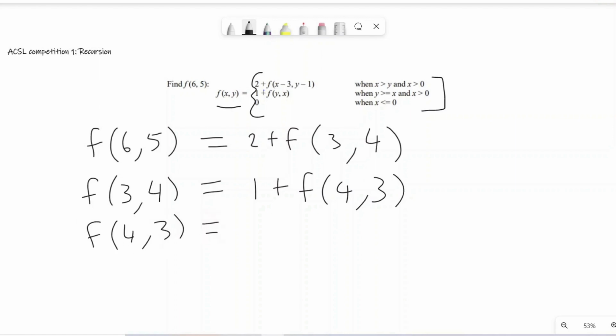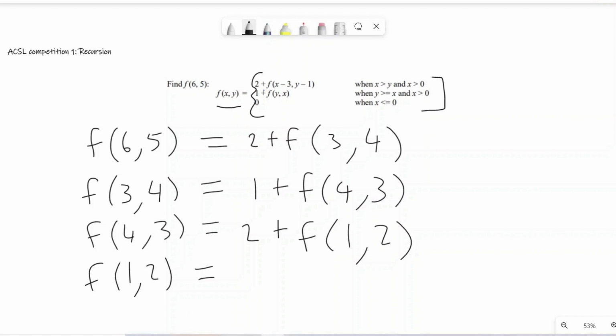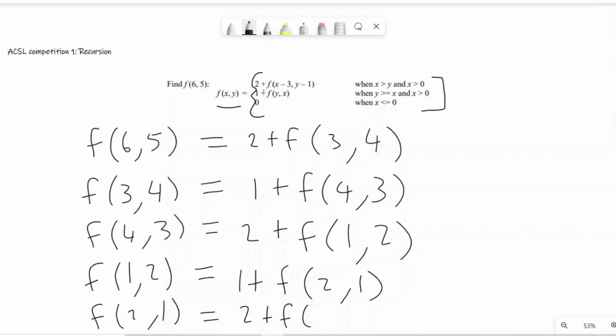Okay, now we solve for f of 4, 3. This would trigger the first condition again. X is greater than y and greater than 0. So it'd become 2 plus f of x minus 3, which is 1, comma y minus 1, which is 2. F of 1, 2 equals, this is the second condition, since y is greater. It would become 1 plus f of 2, 1. Now we go back up to the first condition, since x is again greater than y. And f of 2, 1 equals 2 plus f of x minus 3, so negative 1, 0.